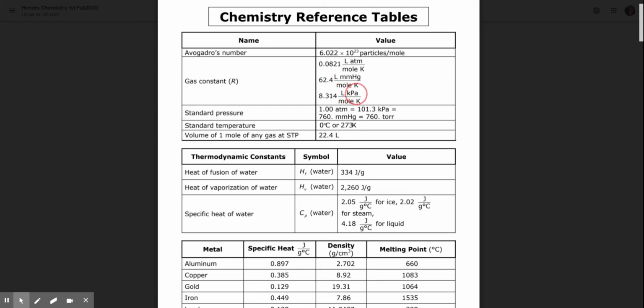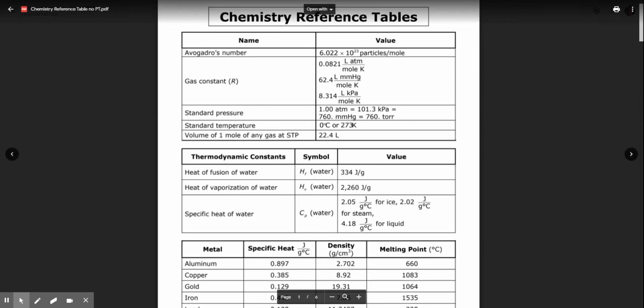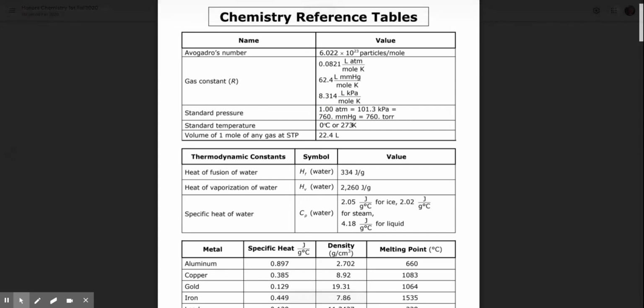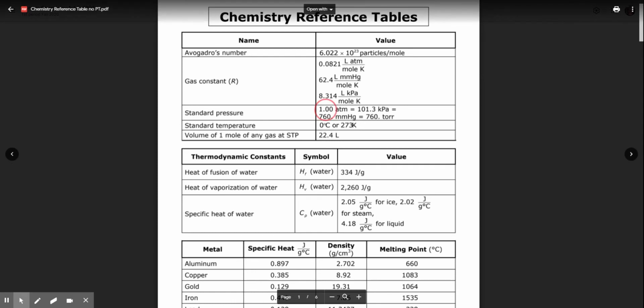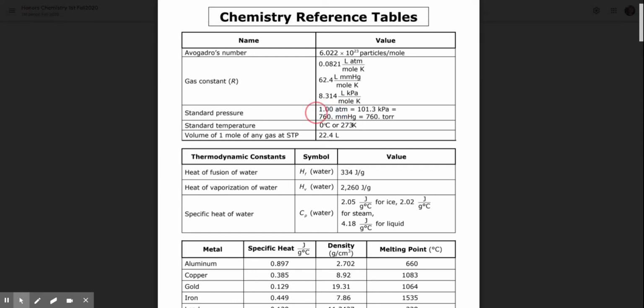And if you have kilopascals as your pressure units, then this is your value of R for the PV equals nRT ideal gas law equation. Standard temperature and pressure: standard pressure is 1 atmosphere, and standard temperature is 273 Kelvin. We did both of those with gases, so they can mean those 2 points.